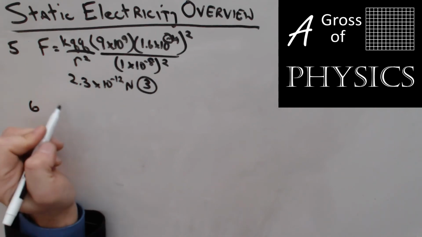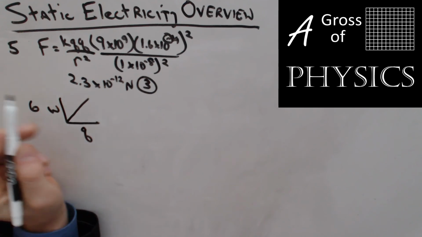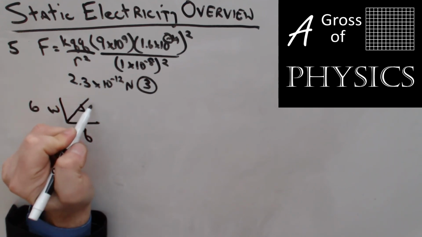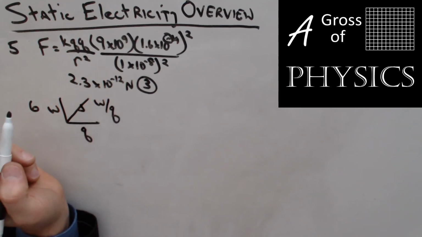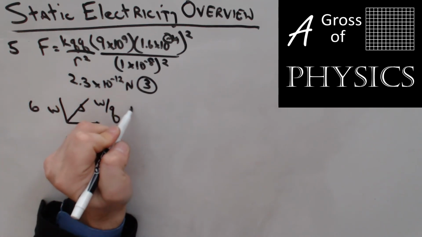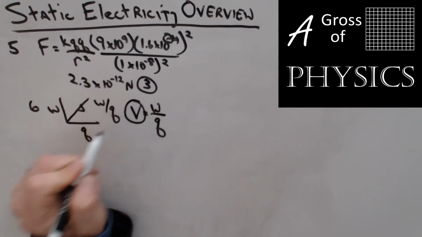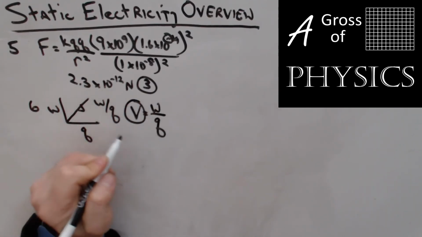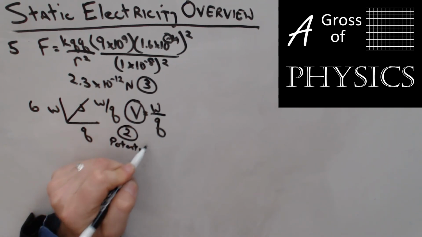All right, we have a graph of work versus charge. And what does the slope represent? Well, slope is change in y, which is W, over change in x, which is Q. So, work per unit charge. I guess that's V equals W over Q. So that's voltage, potential difference. So that's choice 2, potential difference.